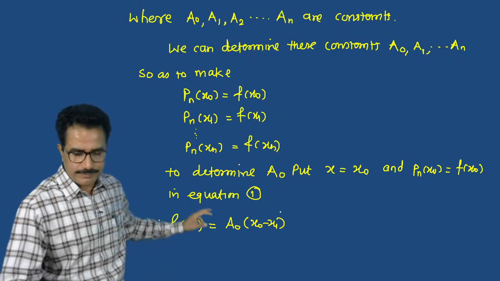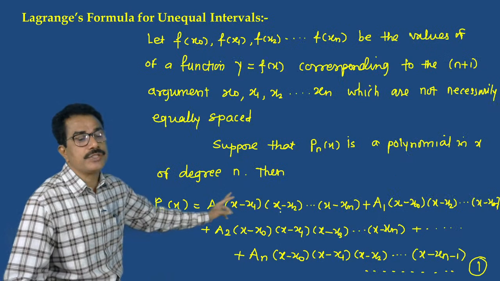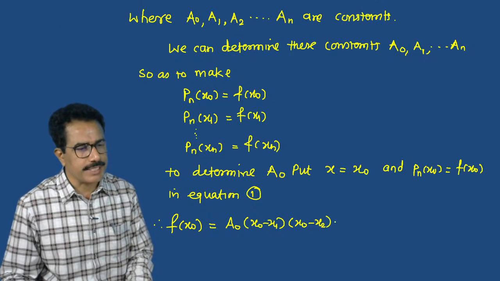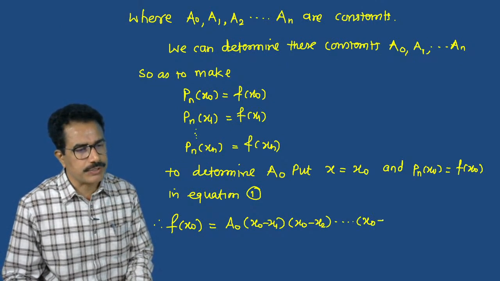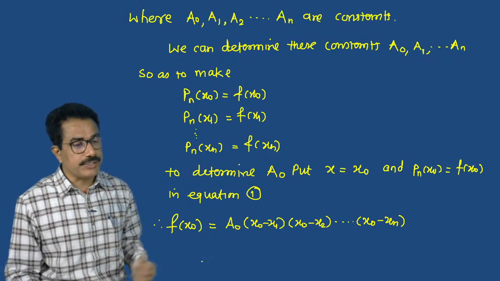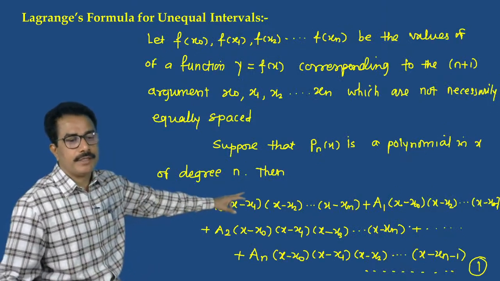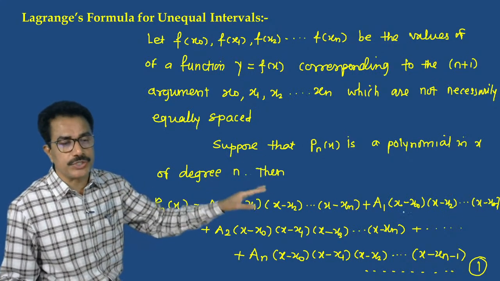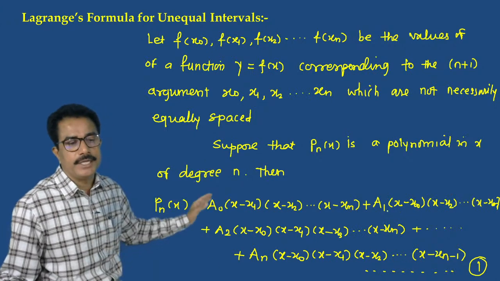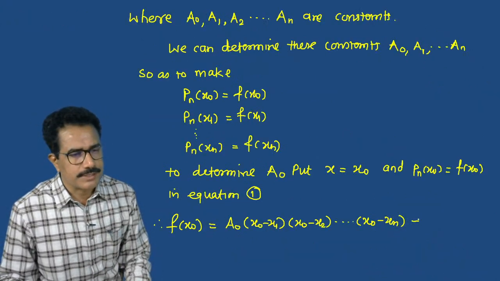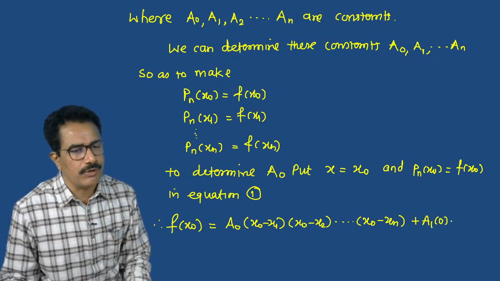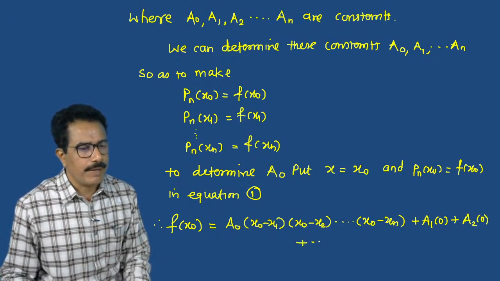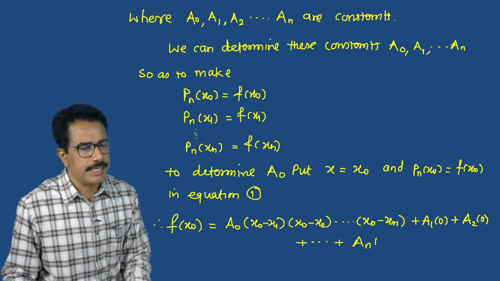x0 minus x1, इथं ठेवा. x0 minus x1, x0 minus x2, x0 minus x3 dot dot dot into x0 minus xn. त्यामुळे आता a0 ची व्हॅल्यू, आता बाकीचे पहा पुढचे, प्लस a1 of x0 minus x0 means total 0, a1 into 0 होतो. x च्या जागी x0 ठेवा ना इक्वेशन 1 मध्ये. a1 into 0 plus a2 into 0 plus dot dot dot plus an into 0.